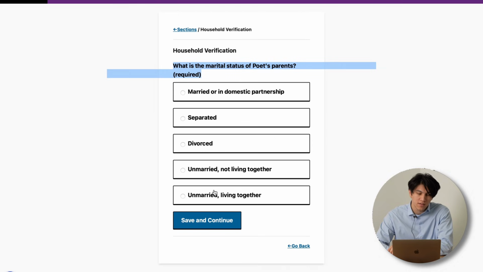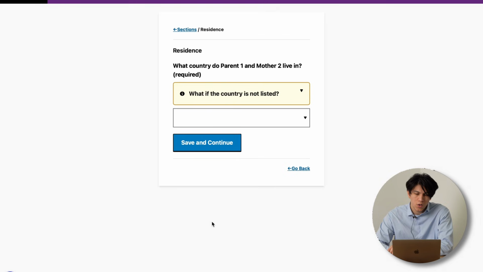Unmarried and living together. That's not official, but living together. This one is unofficial, this one is unofficial. This one is not official and not living together. And this one is married, then separated, but not official. This one is married, divorced, then separated. Yes. So married in domestic partnership. Okay.